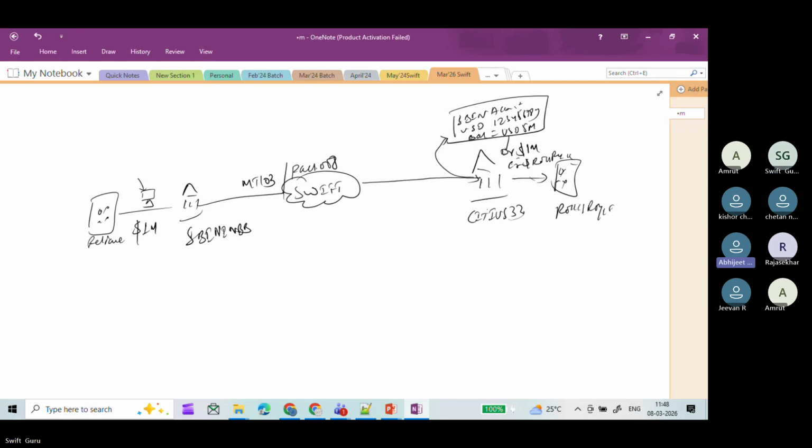Yeah, go ahead. Yeah, so in short, the bank is transferring the money to Rolls-Royce on behalf of SBI on the basis of the request they received from SBI India. Is it correct?